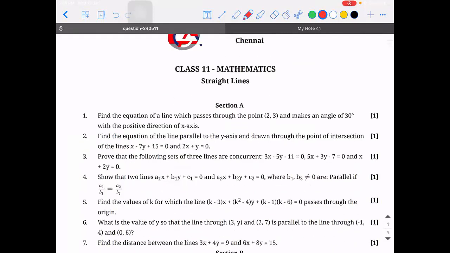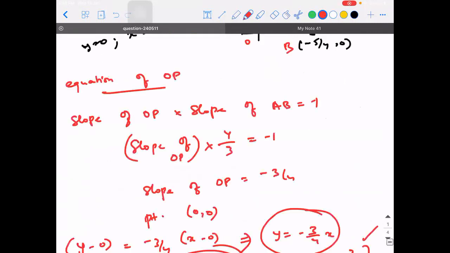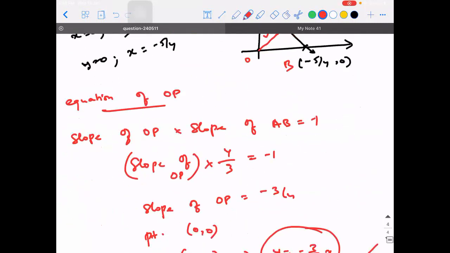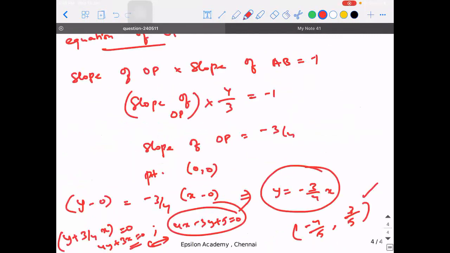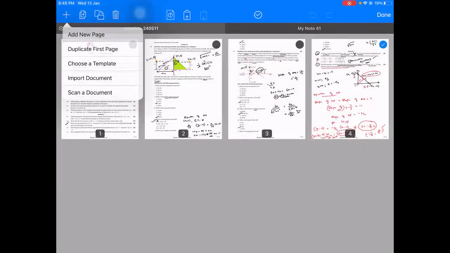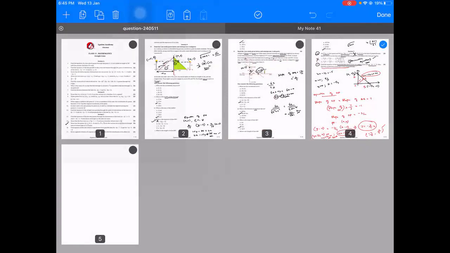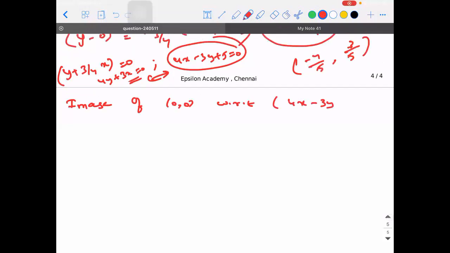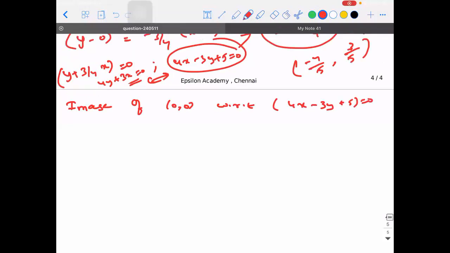Suppose this question is extended, asking you to find the image of the origin with respect to the line. What will your answer be? What is the question? See, here they asked us to find the foot of the perpendicular, right? Suppose they put the question like this: find the image of the origin with respect to the line 4x minus 3y plus 5 is equal to 0. This is the line they have given.